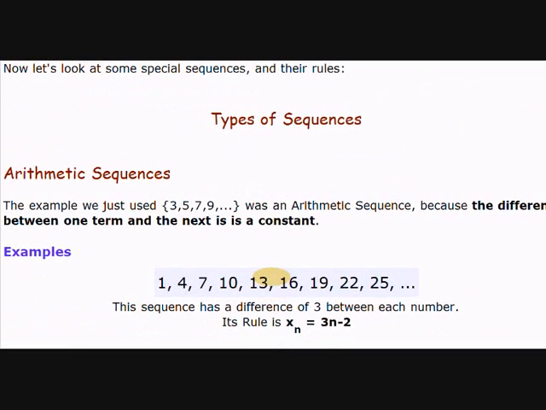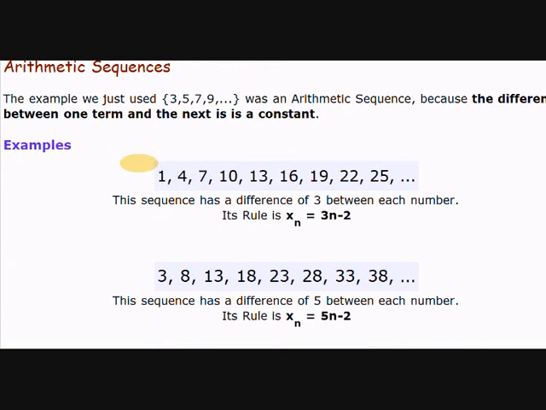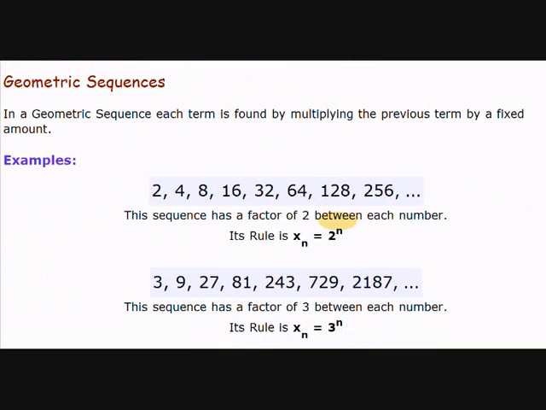The only difference between the arithmetic sequence and the geometric sequence is that in the arithmetic sequence, the difference between one term and the next is a constant, some constant number. But in case of a geometric sequence, it is a factor, a factor of multiplying the previous term by a fixed amount. This is the thing to be remembered.